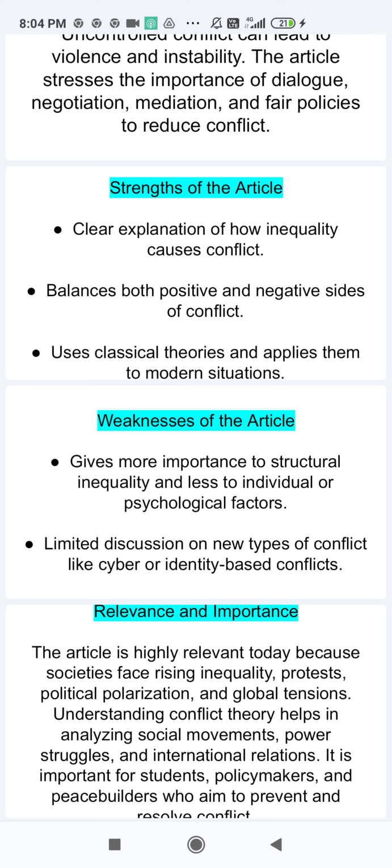Now, next, relevance and importance. It is highly relevant today because society faces rising inequality, protest, political polarization, and global tensions. Understanding conflict theory helps in analyzing social movements, power struggles, and international relations. It is important for students, policymakers and peace builders who aim to prevent and resolve conflict.